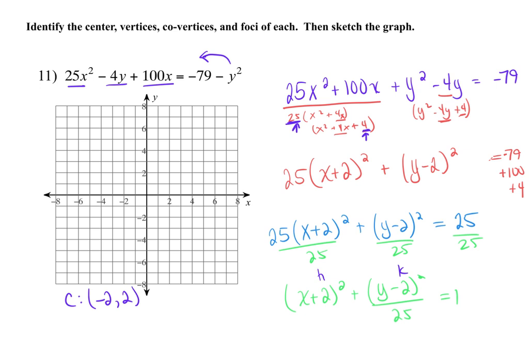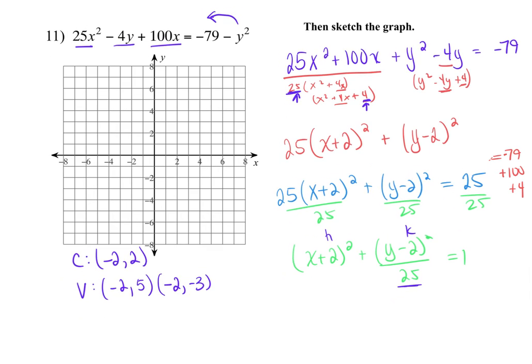They ask for the vertices. Remember, the vertices are the ones where it's elongated. So your vertices, if it is elongated on the y, should follow the y. So I'm going to take my center. For my vertices, I'm going to leave the negative 2, and I am going to change the 2 by what's under here. Remember, what's under here is squared. So I'm not going to add and subtract 25. What am I going to add and subtract from my y value? 5. So I'm going to say 2 plus 5. That's my first vertex. My second vertex, leave the x alone and say 2 minus 5, negative 3.